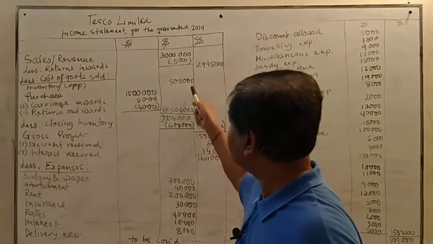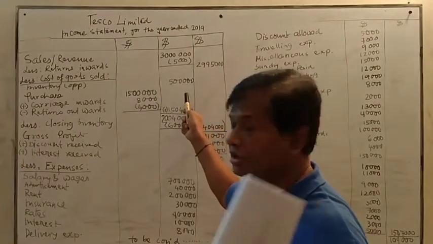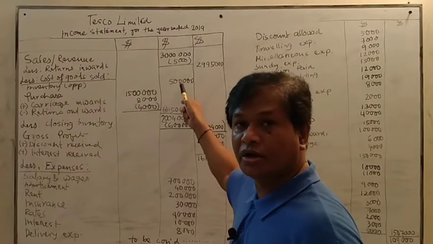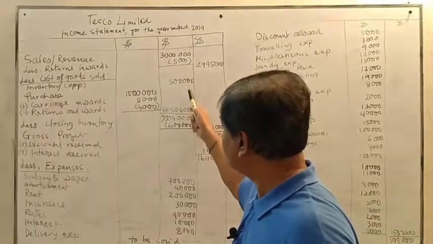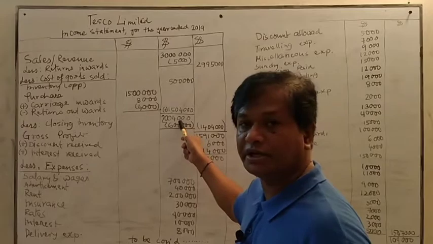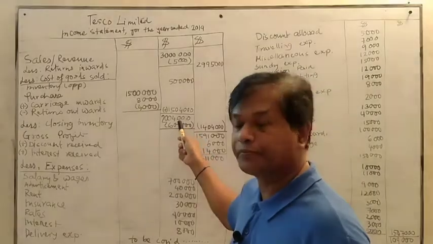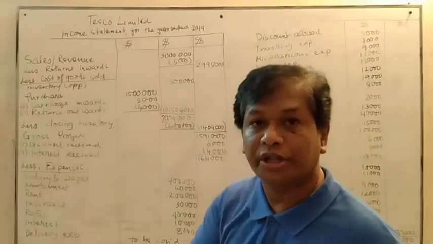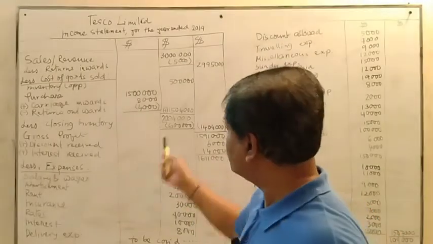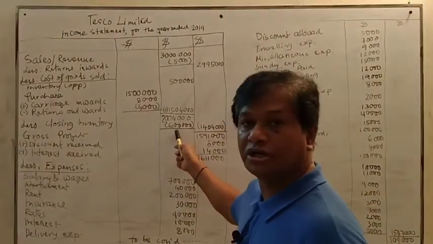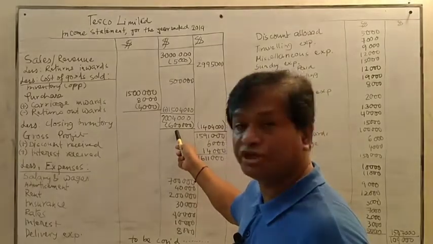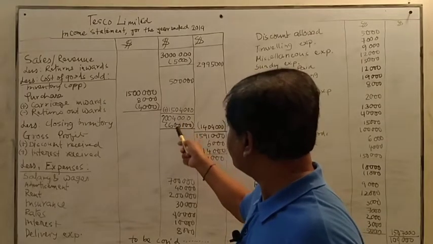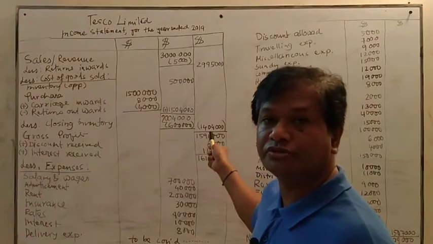So this is to be separated, and this is to be added with the opening inventory. The figure you get is to be written here. That is 20 lakhs 4,000. Now from that figure you subtract the closing inventory, and then you get the cost of goods sold. The figure subtracted is 600,000, which is the closing inventory. The result is 14 lakhs 4,000.